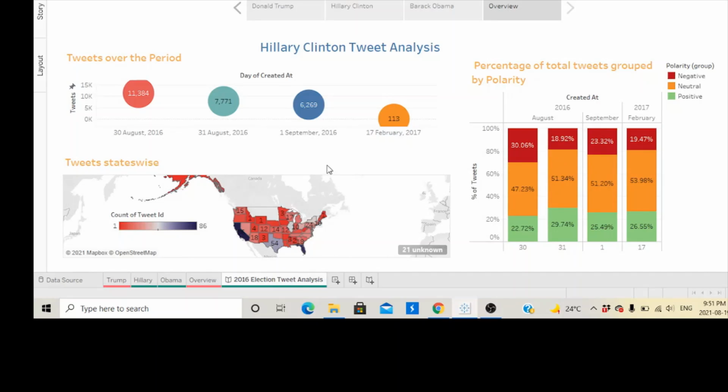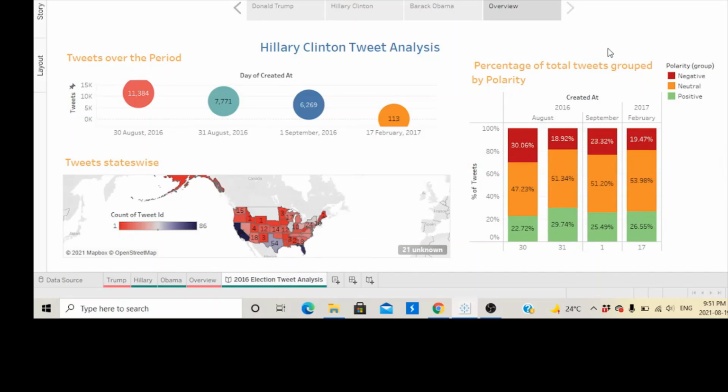If we look at the locations where they are coming from, most of the tweets are coming from California, then the next state is Texas, and the next one is Florida. The lowest number of tweets are coming from the areas highlighted in red color, such as Alaska, and then the remaining states like these states.